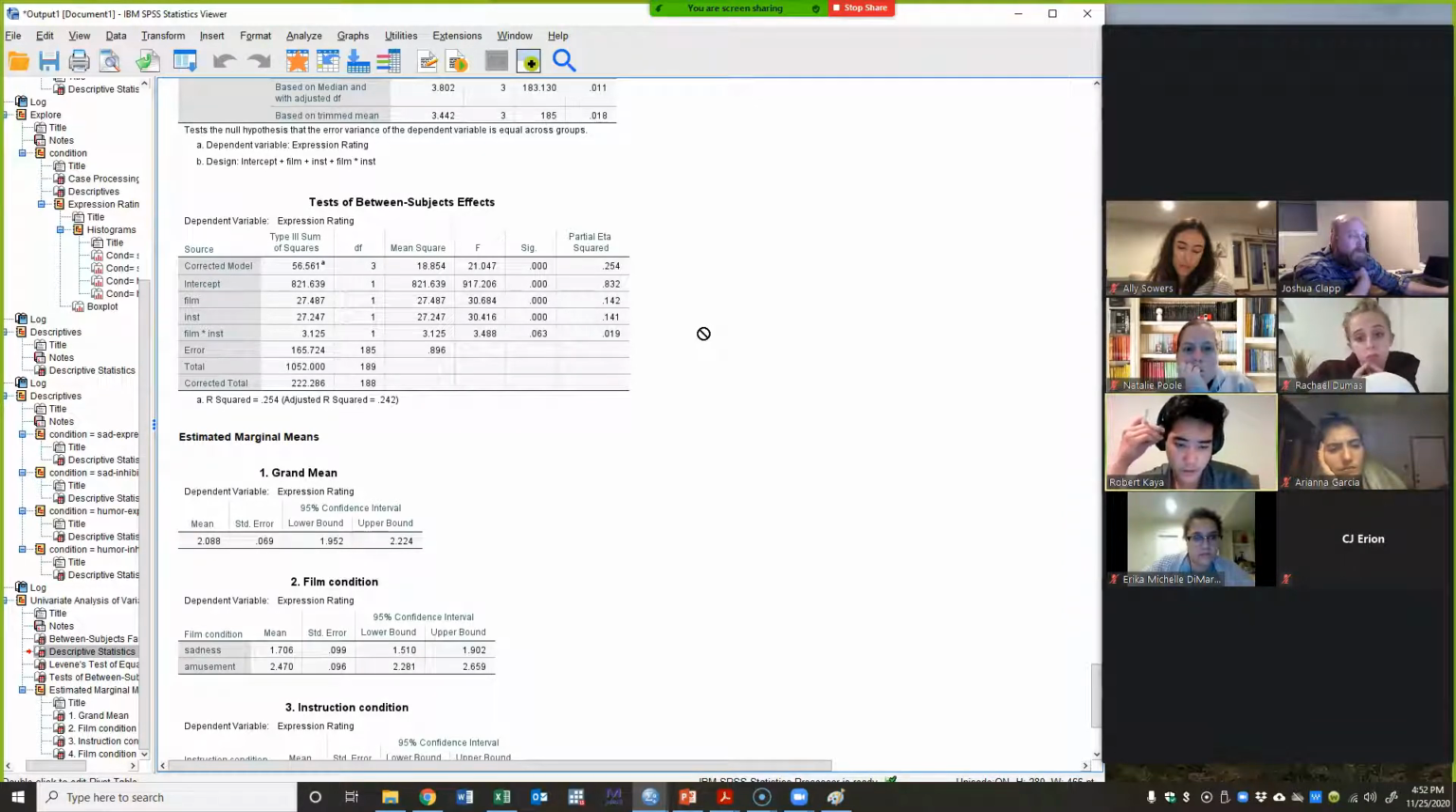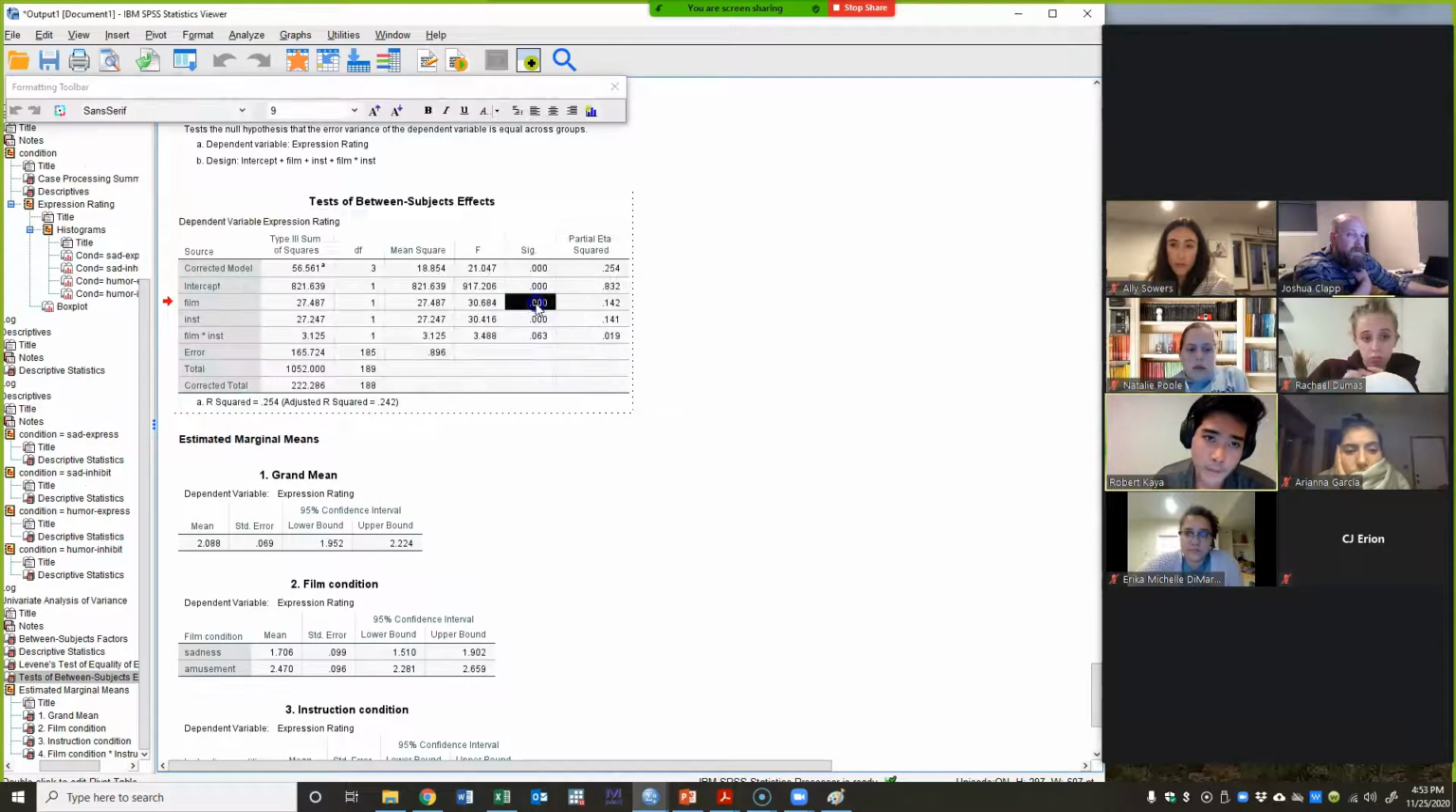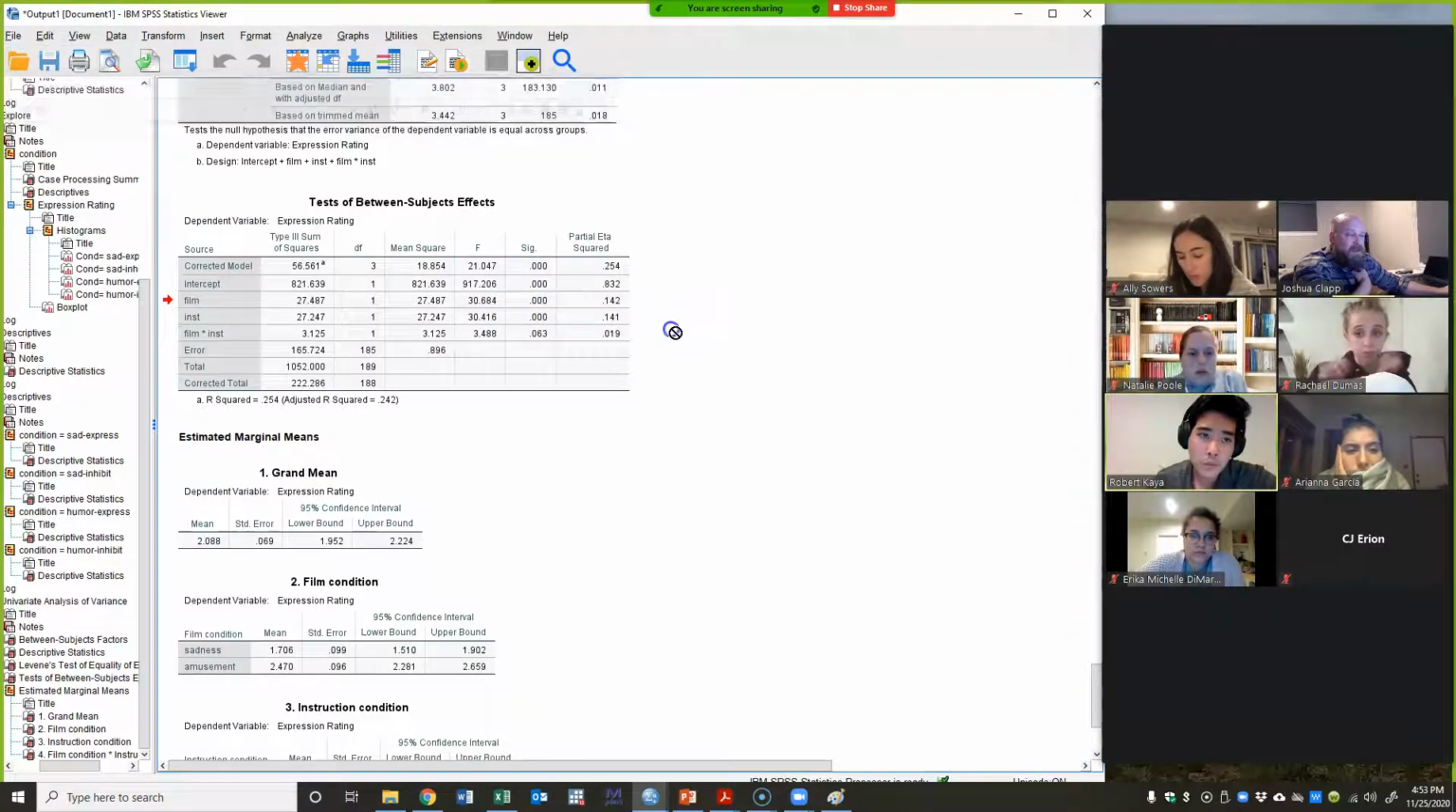Also seeing a high F statistic, but I guess I'm getting thrown off because I'm looking at the film and the. Okay, so let's just focus on the film. So we have a high F statistic for film and a very low p-value, p less than 0.001. Yeah, 1.03 times 10 to the negative 7th, right? So that's super small. So a ton of evidence for a main effective film.